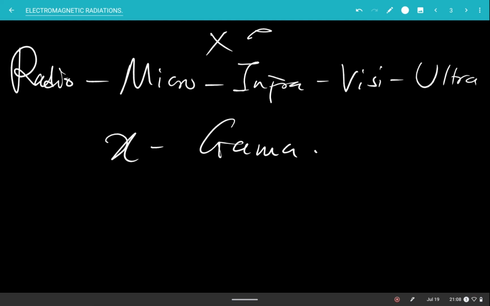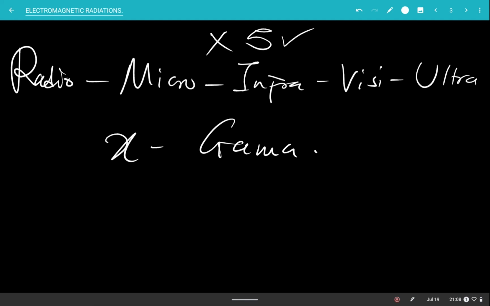Alright, so I'm going to practice this about 5 times. So, you do it with me. The first part, I'll do it alone. So, to remember this statement. Radio micro infra VZ, ultra, X gamma. Radio micro infra VZ, ultra, X gamma.